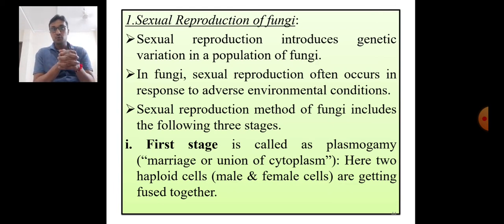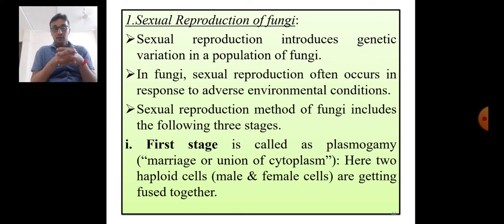The marriage, that union of the two cytoplasm, is called plasmogamy. So note the first stage: in sexual reproduction, the first stage is plasmogamy, which indicates the marriage or the union of the cytoplasm. Here two haploid cells, that is the male and the female cell, are getting fused together. Two haploid cells mix with each other, they unite, and in simple language it is said that the two are getting married.